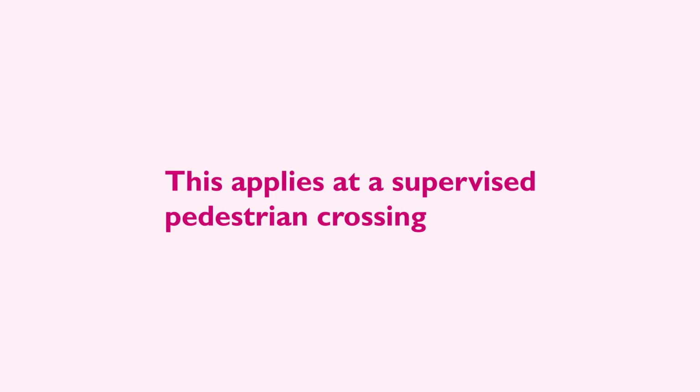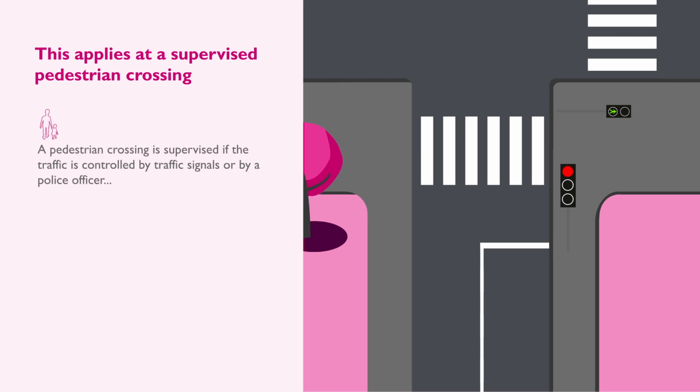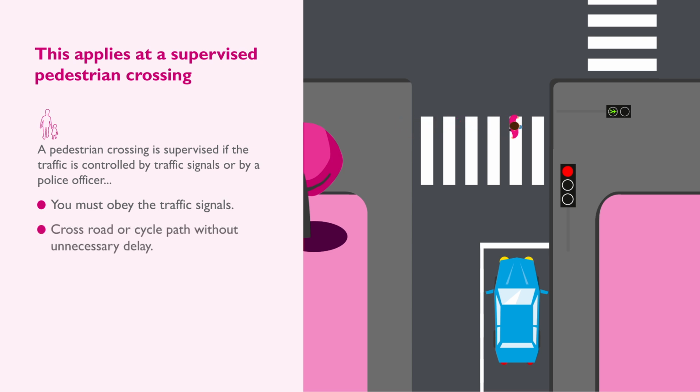This applies at a supervised pedestrian crossing. A pedestrian crossing is supervised if the traffic is controlled by traffic signals or by a police officer. When walking, you must obey the traffic signals. Cross the road or cycle path without unnecessary delay.